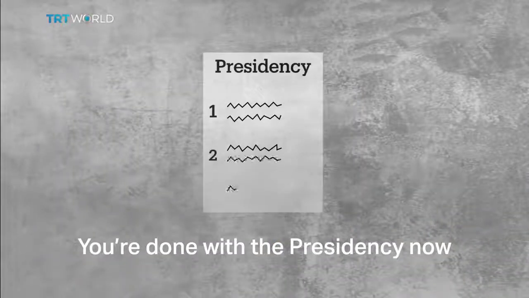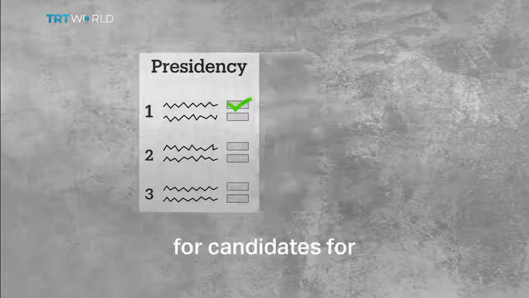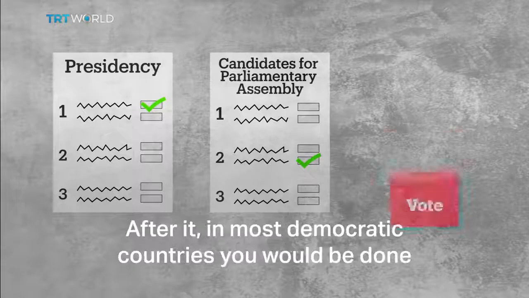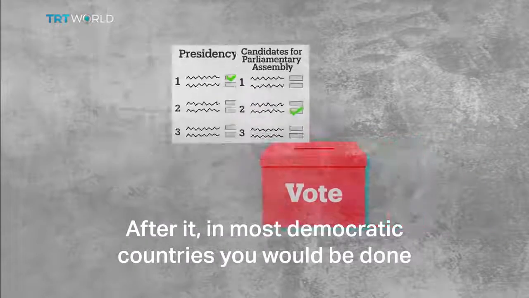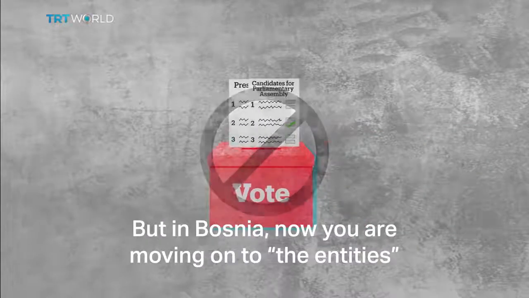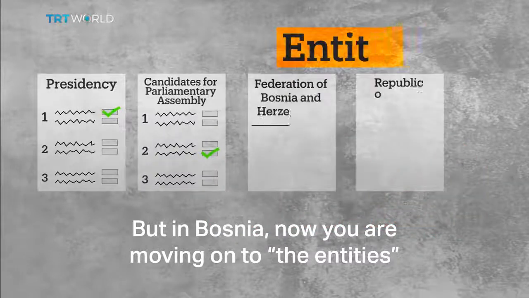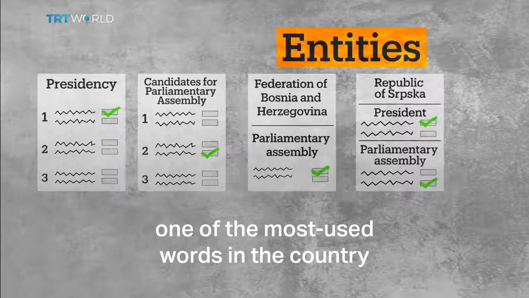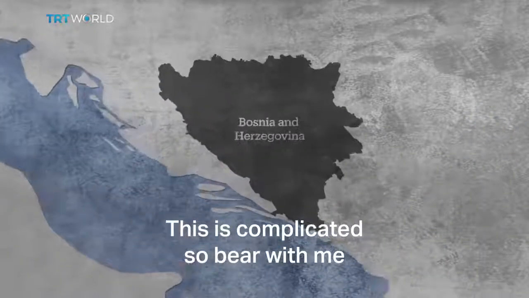So you're done with the presidency now, and are voting for candidates for the Parliamentary Assembly of Bosnia and Herzegovina. After that, in most democratic countries, you would be done. But in Bosnia, now you're moving on to the entities. Entity is probably one of the most used words in the country. This is complicated, so bear with me.